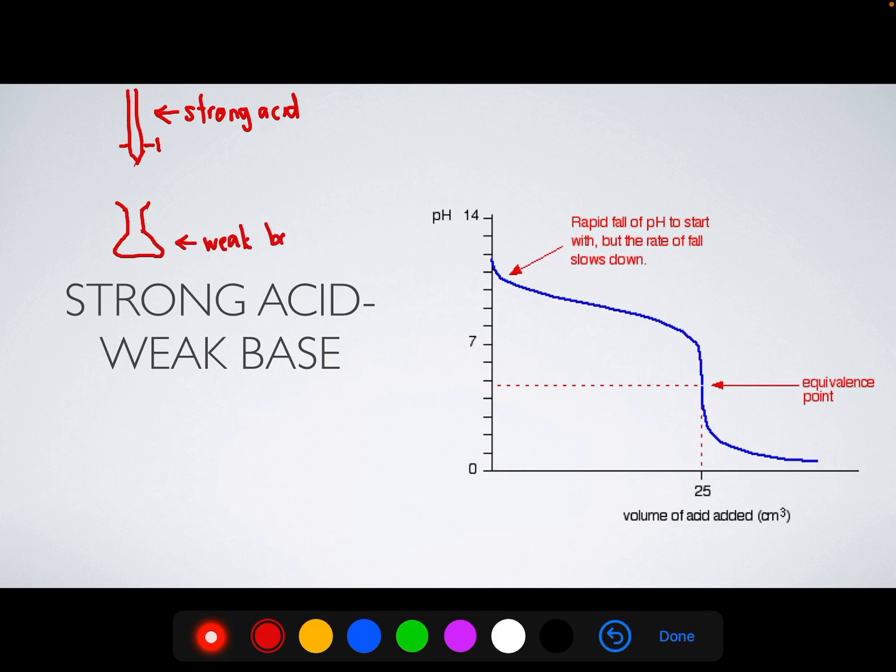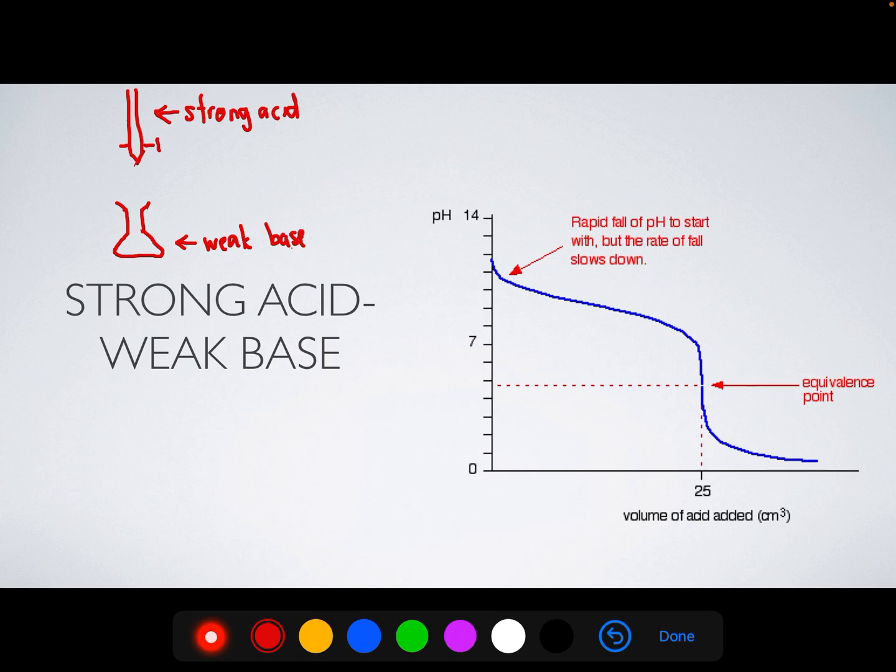Okay, kenapa kita letak weak base dekat bawah? Kita tak letak weak base tu dekat dalam kita punya burette. Is because usually weak base yang digunakan untuk titration ini ialah ammonia. And ammonia ni is quite a volatile solution. So bila dia volatile tu, kita takut dia akan meruap dan dia menyebabkan kita punya volume tu akan terjejas. So kita letakkan strong acid sebagai kita punya titrant supaya kita dapat bacaan yang lebih tepat lah.